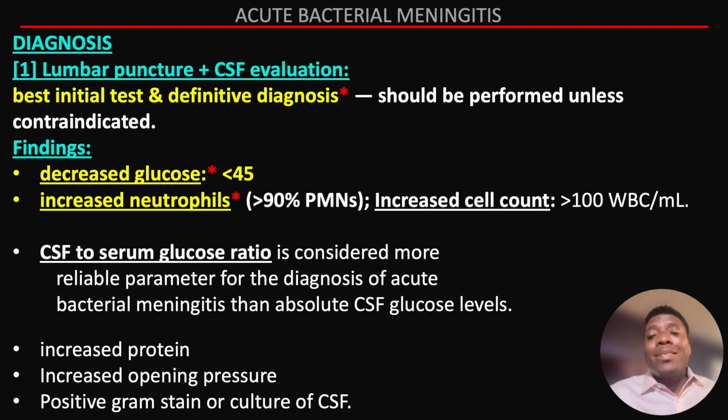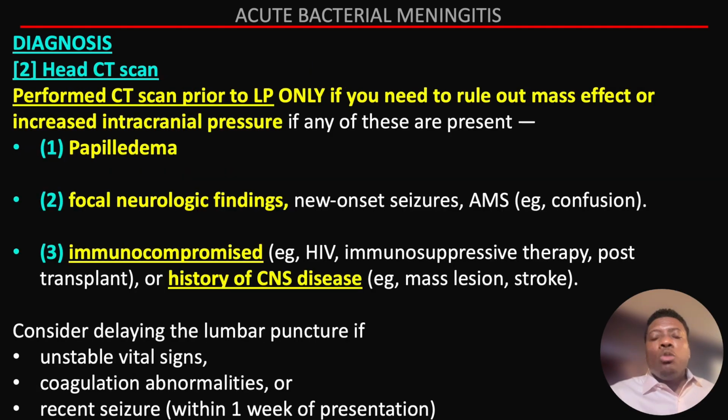Also, we fight off bacterial infections with neutrophils, so the neutrophil count will be higher than normal in the CSF fluid analysis and also part of the increased cell count. They can have an increased protein and opening pressure, but that's non-specific. Neuroimaging is not usually needed to make the diagnosis of bacterial meningitis. The LP is the most important test.